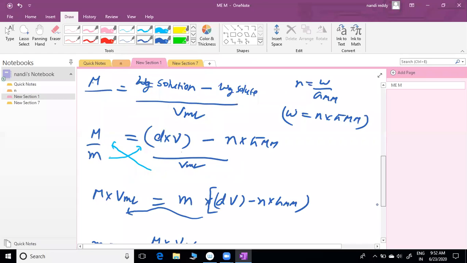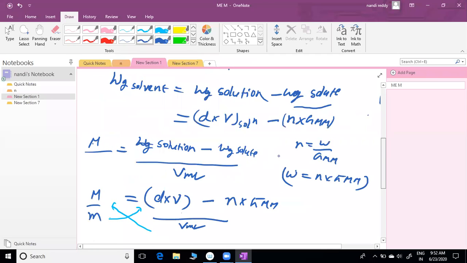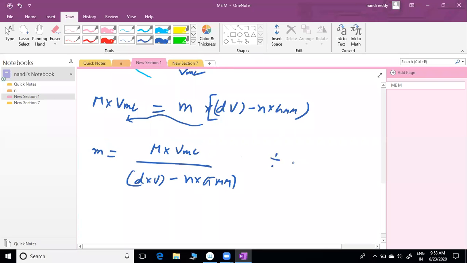Now I am dividing both numerator and denominator with respect to 1000 by V mL. Yesterday I made a small mistake, and we are covering it in a very simple manner. You can see m equal to M into V mL into 1000 by V mL.